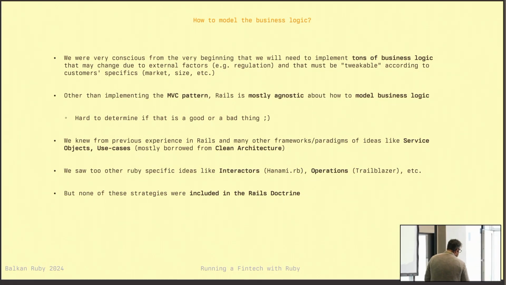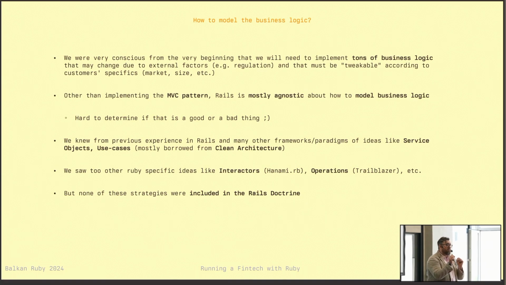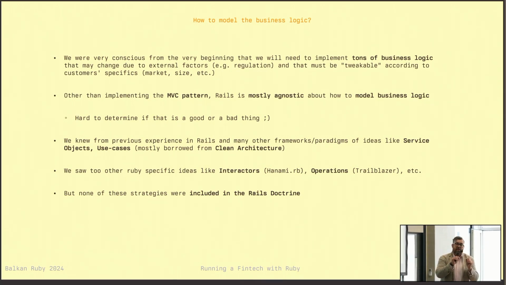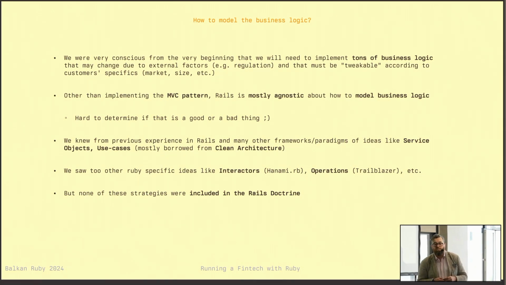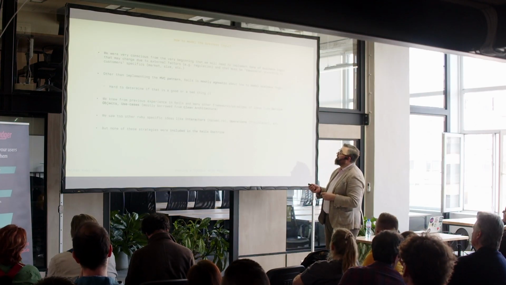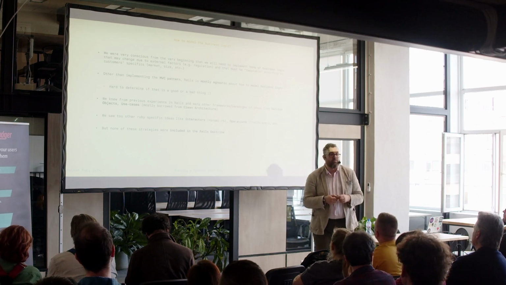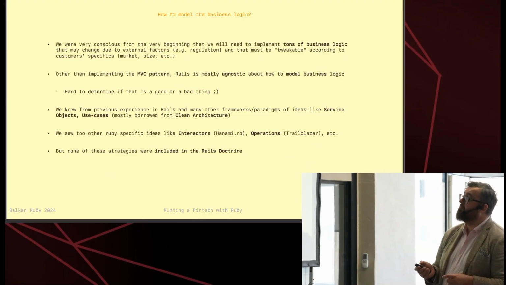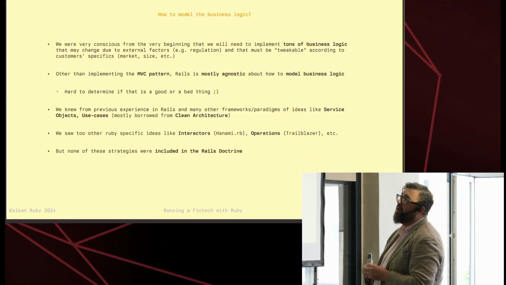All of these constraints are tweakable. Different companies require different constraints, and we have to take into account if the company is an insurance company or a crypto exchange. They have different risks, so we have to tweak the business logic in different ways, in a very easy and simple way. And we found that Rails is mostly agnostic when it comes to business logic. It implements the MVC pattern, but other than that, you are on your own.